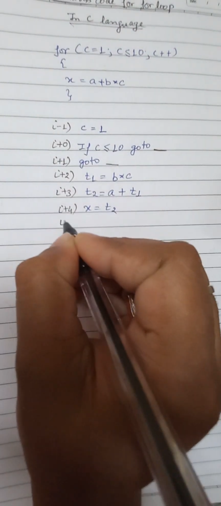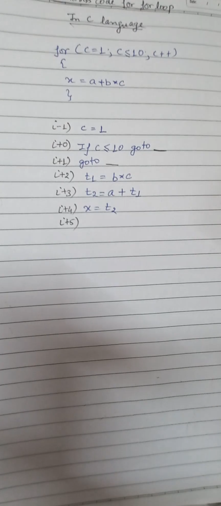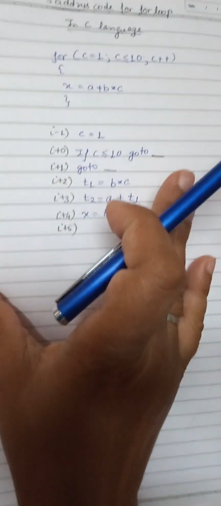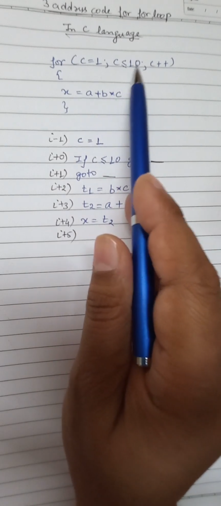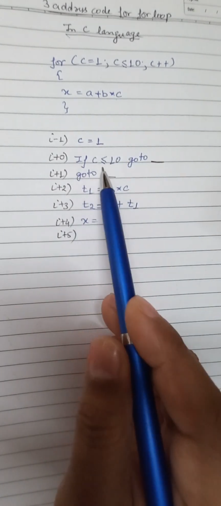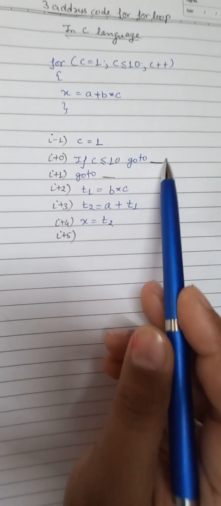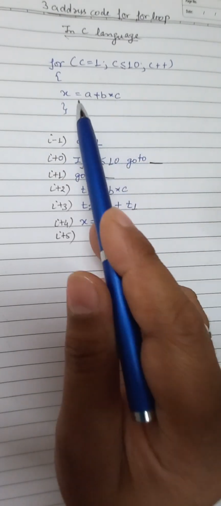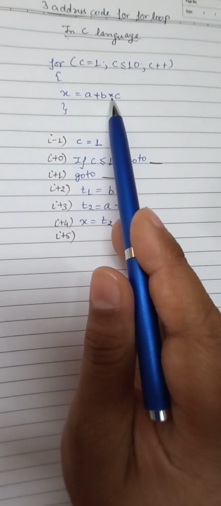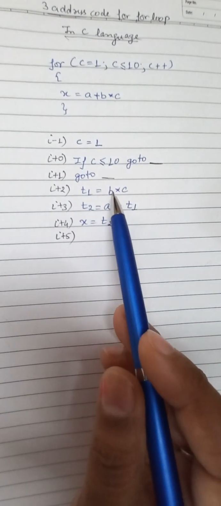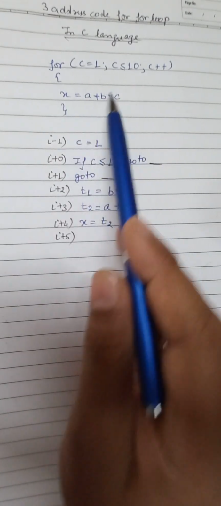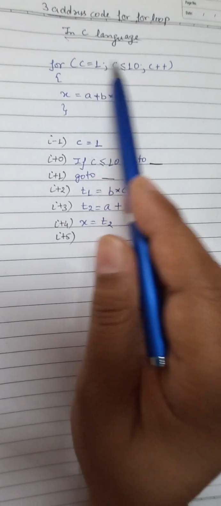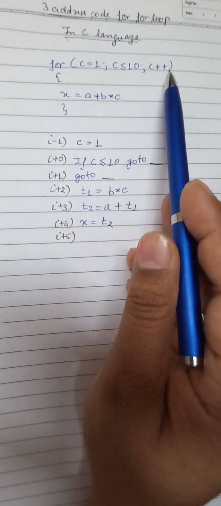Then after that, the next line, what are we supposed to write? See, the first condition c = 1 we have written in one line. The second condition c <= 10 we have written in the second line: if c <= 10 then go to, we will see. And in this for loop, this is the one line we were supposed to calculate. So we have calculated b * c, a + b * c, and assigned this entire value to x. These two conditions are completed, only one is left, that is c++.